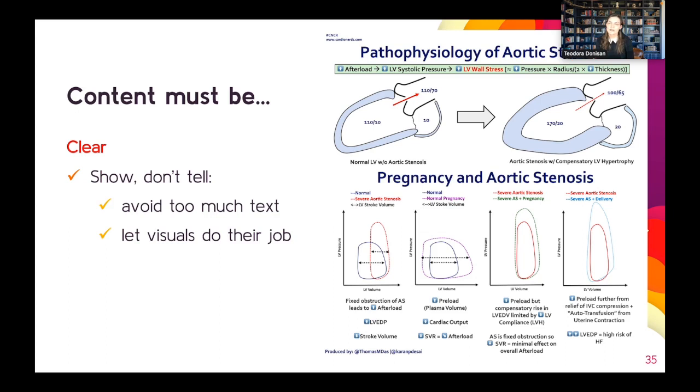The content must be clear. You should focus on avoiding too much text. Let the visuals do their jobs. Show, don't tell. We can see this infographic by Tommy explaining the pathophysiology of aortic stenosis in a visual way where the illustrations do all the talking.